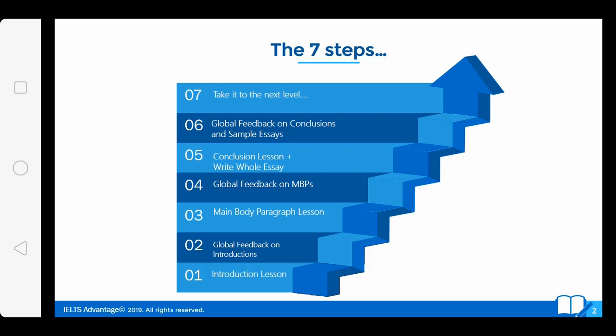And then finally, we'll be looking at how you can take it to the next level. If you need more help or you need help with other types of essays or with anything else at all, we will be helping you take things to the next level if you choose to do so.